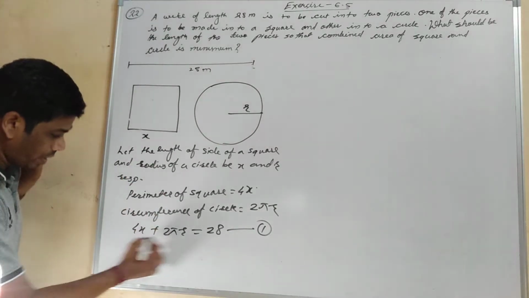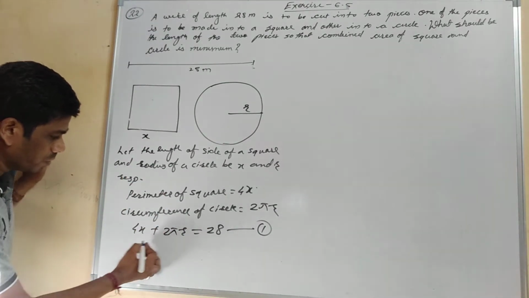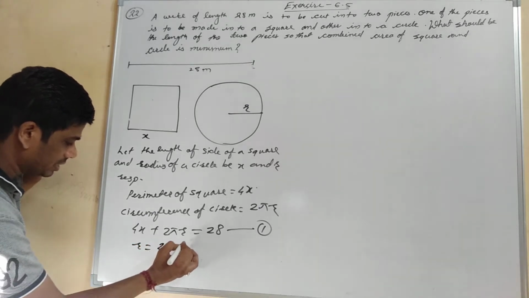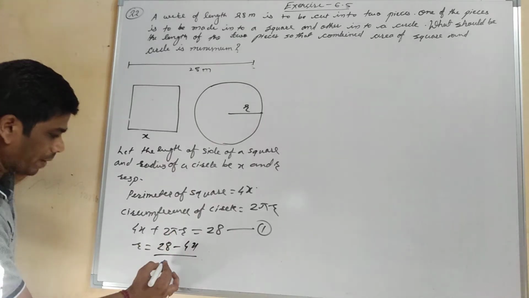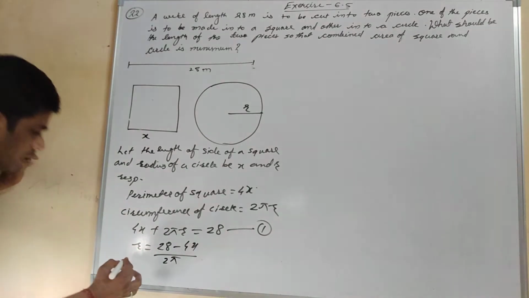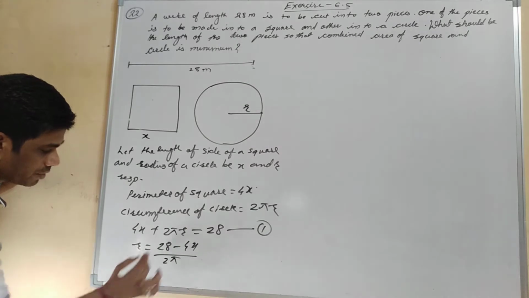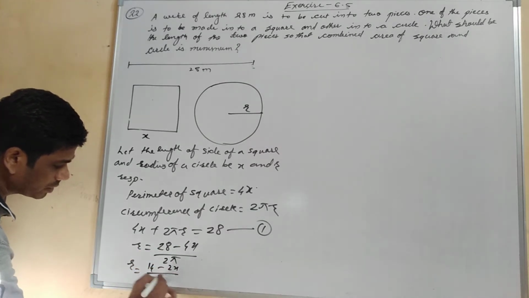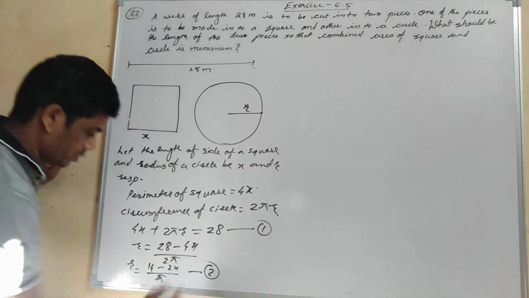So first we will find the value of either x or r from here. Which one will we find? r. So r equals 28 minus 4x upon 2 pi. Taking 2 common and cancelling, r equals 14 minus 2x upon pi. This will be the value of r. This will be equation 2, suppose.